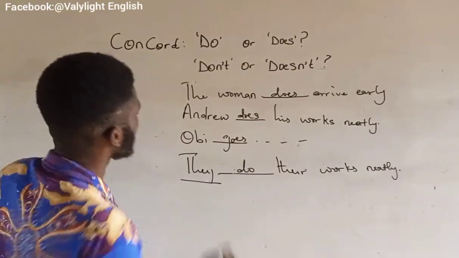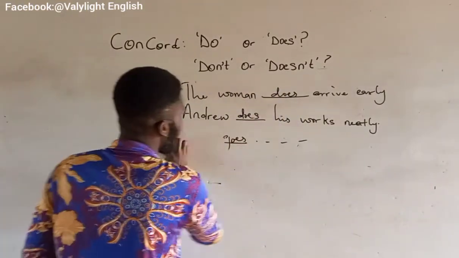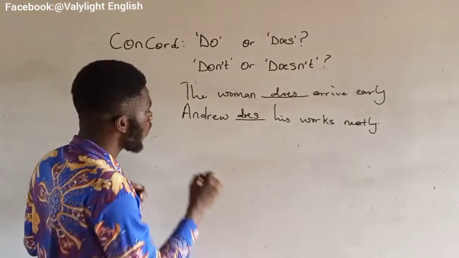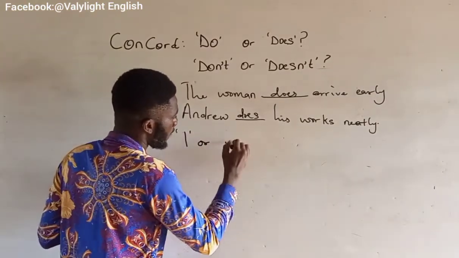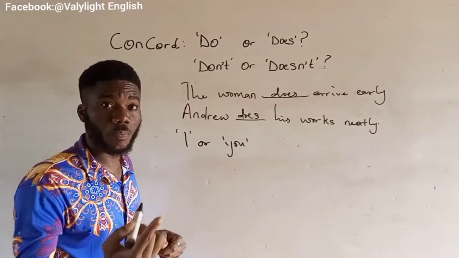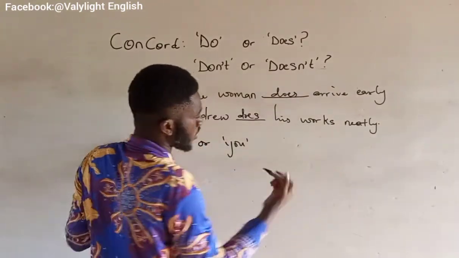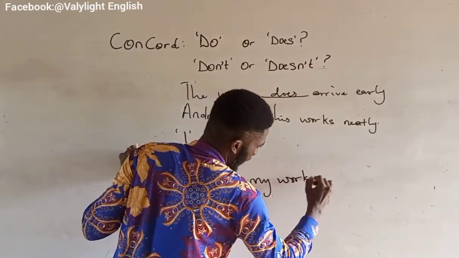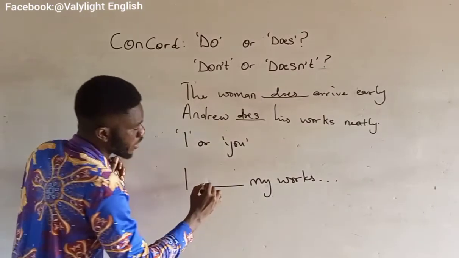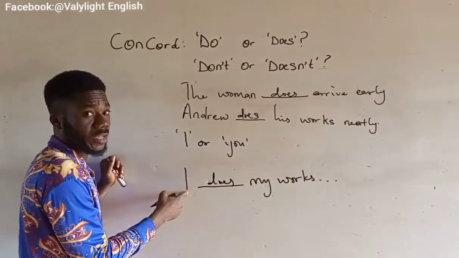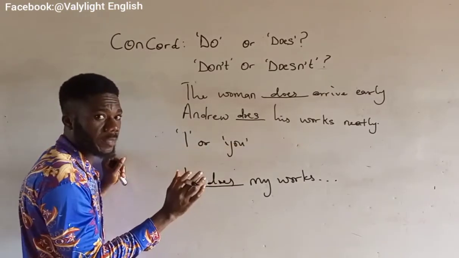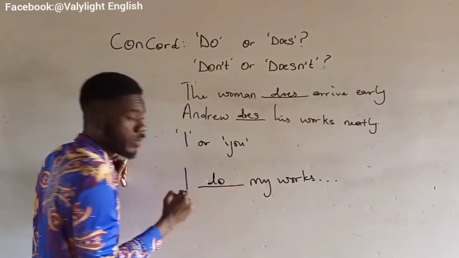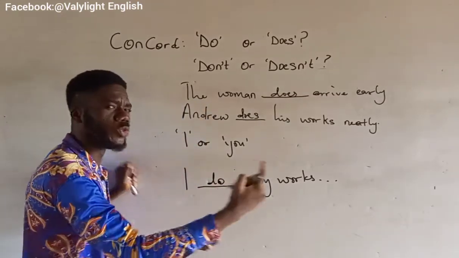However, the rule of concord says that when the subject is singular, the verb has to be singular. There are exceptions. Where you have I or you, it must be plural. Now, Andrew does his works neatly. If you are making use of I dash my works neatly, you cannot say I does because this is singular. I and you are exceptions. Wherever any of them is used, the verb to come there must be the plural form of the verb. I do my works. You do your works.